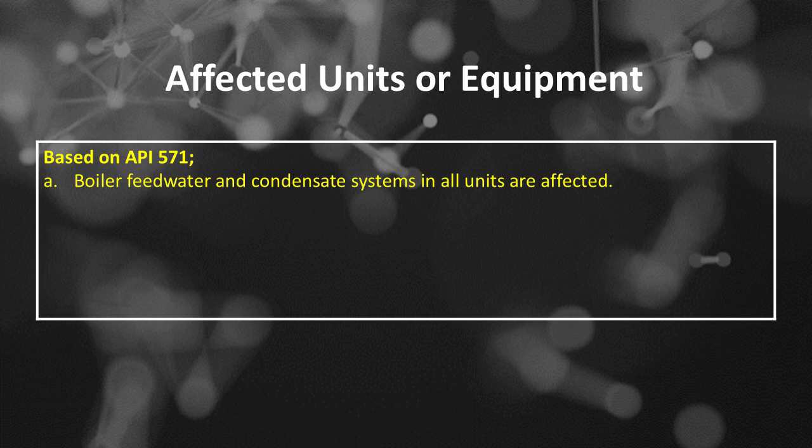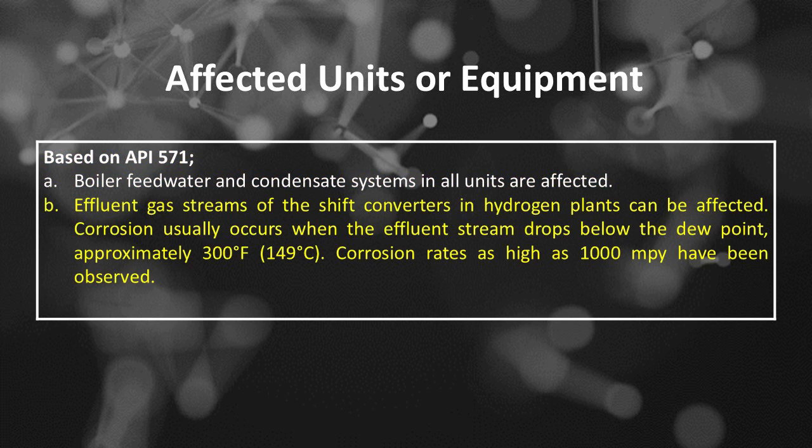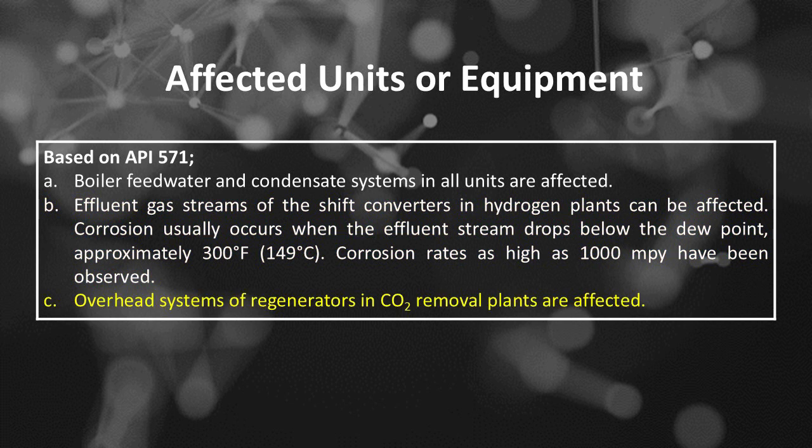CO2 corrosion affected units or equipment based on API 571: Number A, boiler feedwater and condensate systems in all units are affected. Number B, effluent gas streams of the shift converters in hydrogen plants can be affected. Corrosion usually occurs when the effluent stream drops below the dew point, approximately 300 degrees Fahrenheit, or 149 degrees Celsius. Corrosion rates as high as 1000 mpy have been observed. Number C, overhead systems of regenerators in CO2 removal plants are affected.